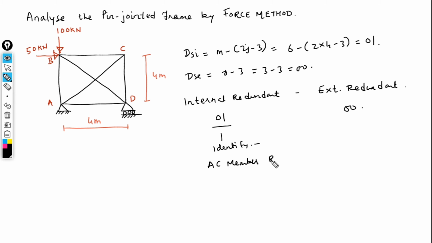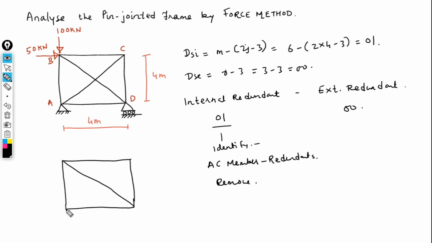as redundant. It means that the force in member AC is redundant, and we can remove it. Only one member you need to identify, because internal redundant is 1. You have to remove it. So again you have to draw the structures by removing the redundant. You don't draw AC. AC is removed.